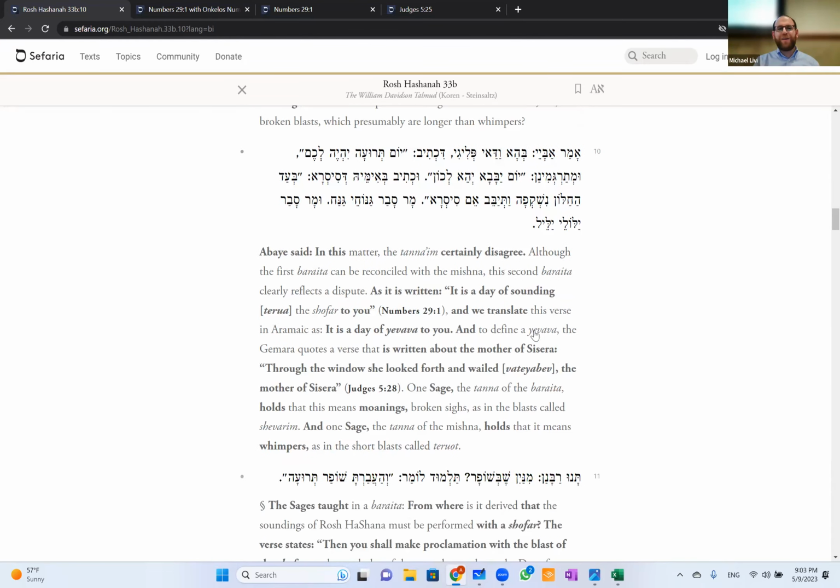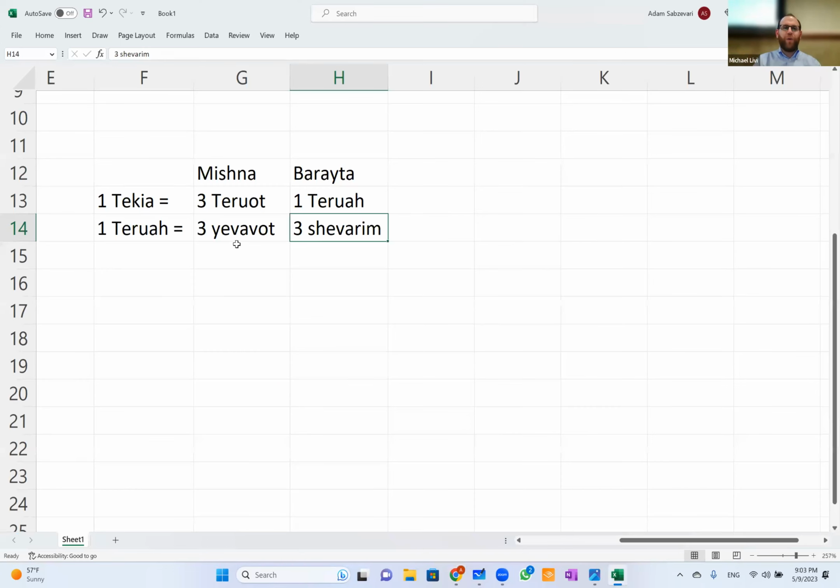So now you see our Gemara says, go look at this chart again. When one opinion says, hey, a teruah is 3 yevavot, and the other one says, no, it's 3 shevarim, they're using different words because they are viewing that teruah as different sounds. The one that says shevarim views it as 3 sighs, oi, so that would be that. Whereas 3 yevavot is 3 sets of a whimper, and each one has a few in it. So it's like that. And that's why this one says it's 3 yevavot.